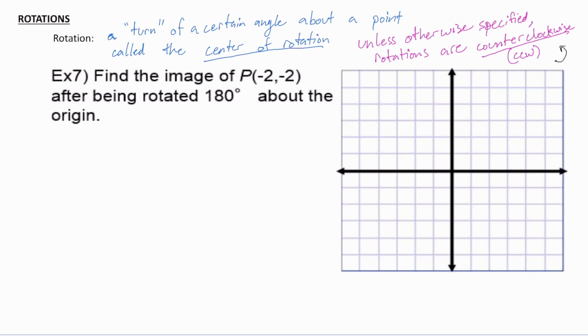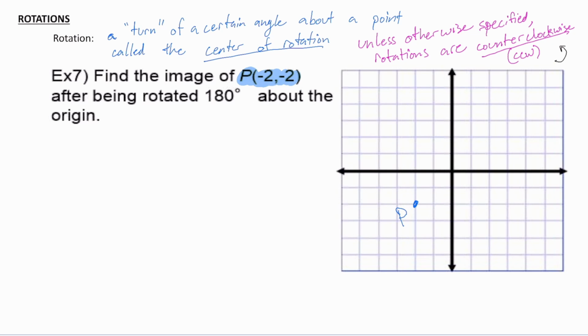All right, let's look at an example. So we have here example 7, continuing in our notes. Find the image of point P, which is at -2, -2, after being rotated 180 degrees about the origin. So we're going to start off by graphing our point. We're going to go left 2, down 2, right there. There's P.